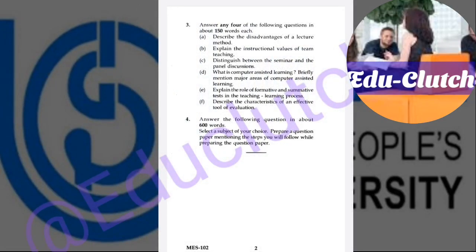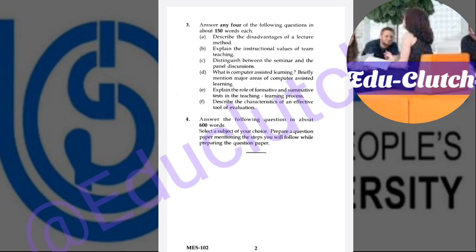Third, it carries multiple questions. You need to attempt any four. First is, describe the disadvantages of a lecture method. Second, explain the instructional values of team teaching. Third, distinguish between the seminar and the panel discussions. Fourth, what is computer-assisted learning? Briefly mention major areas of computer-assisted learning.